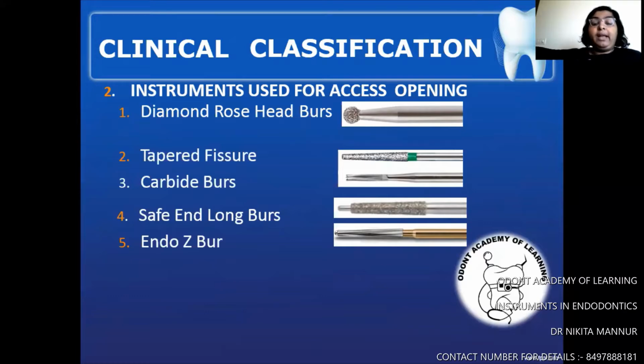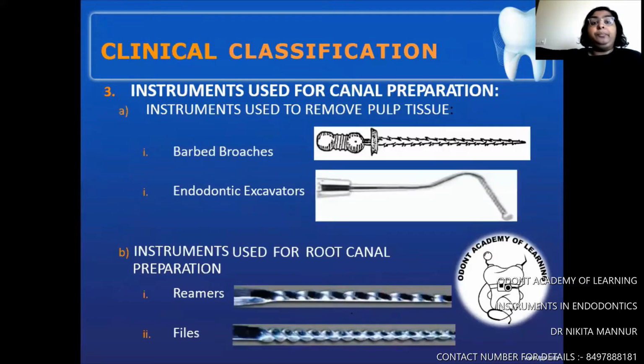If you look at the picture, you will understand how the bur anatomy is and what it is used for. Commonly what we use for access opening is the endo access bur, which has a round end and a long shank. The second one that we use commonly is the Endo-Z bur, that is for lateral finishing of the access opening to make the lateral walls more smooth.